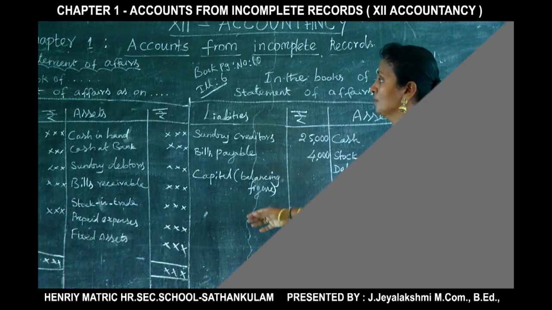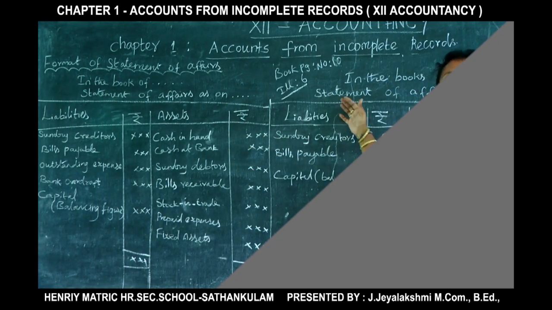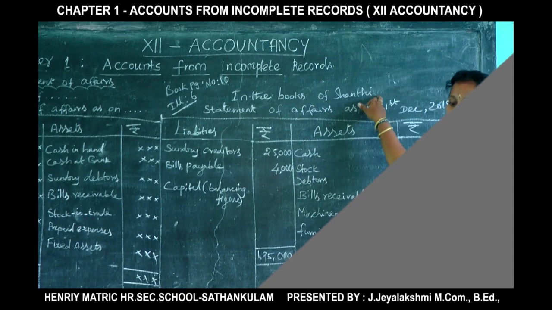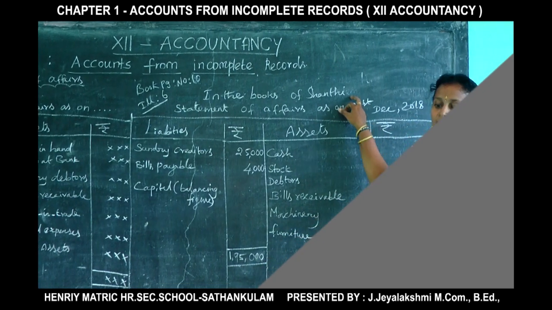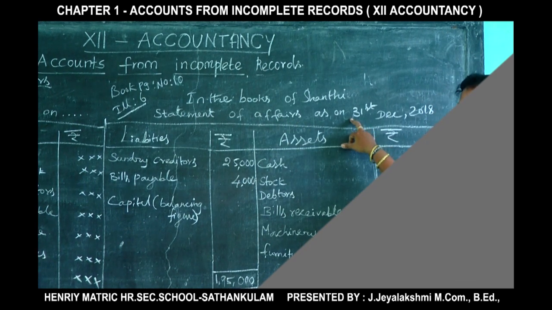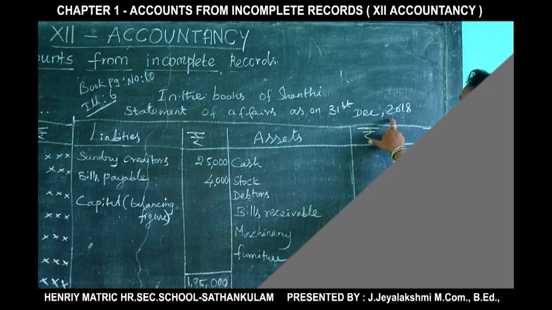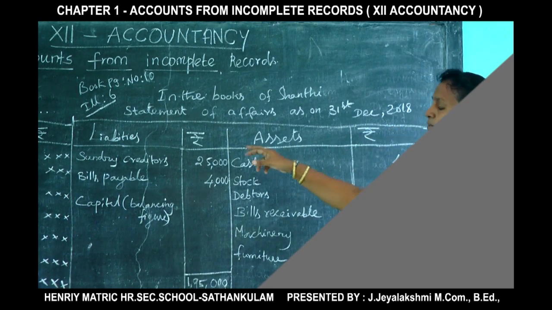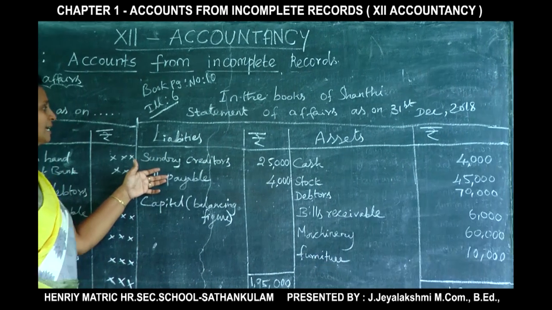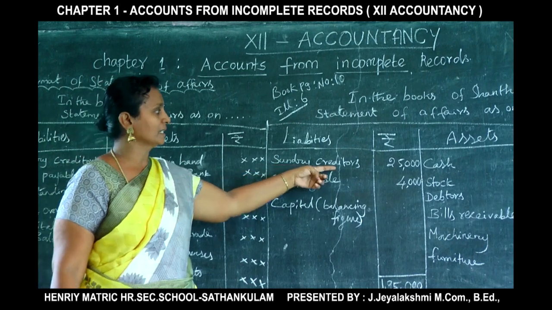Now we are going to write. We have to recall the format, then use it for the illustration solution. First, we write in the books of Shanti. It is given as the balance of Shanti, so we write Shanti. The statement of affairs is asked to be prepared as on 31st December 2018, so we write that date. Now we divide into two columns, liabilities and assets. In the question we have the instruction, sundry creditors 25,000.